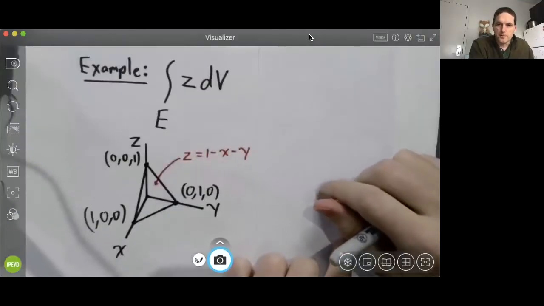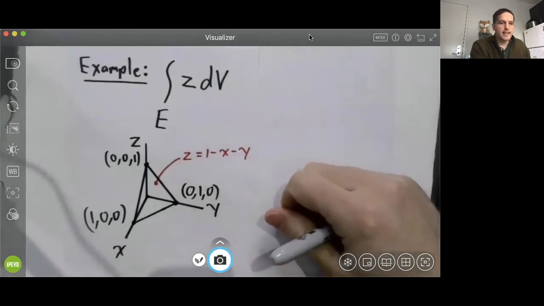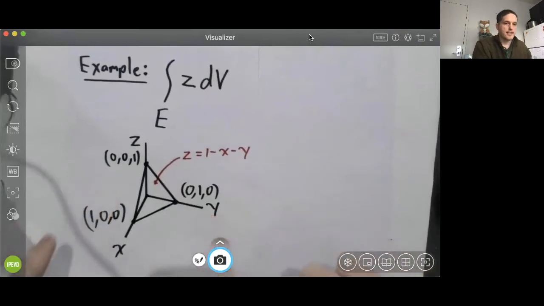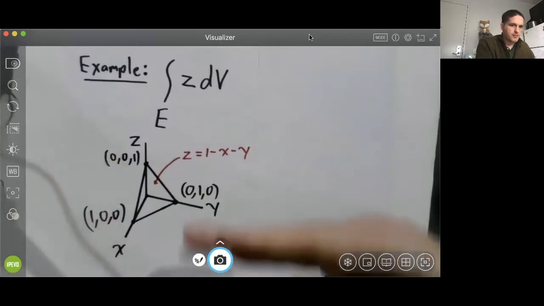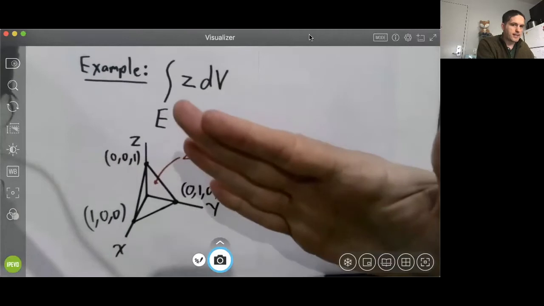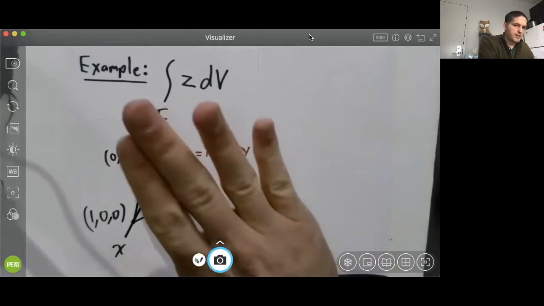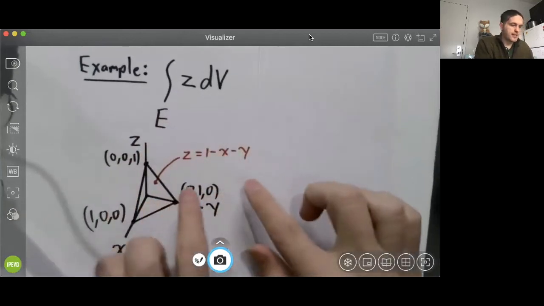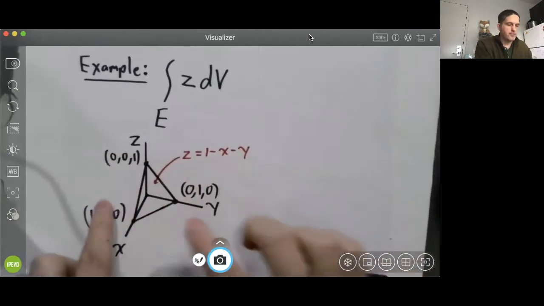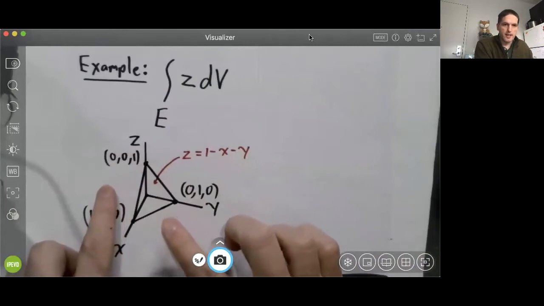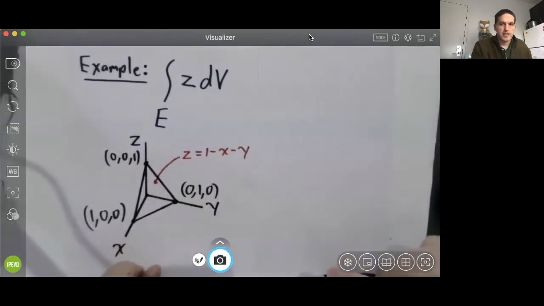Let's do an example problem. In this problem, we want to integrate this function over the solid tetrahedron E shown in this picture. You can see that this tetrahedron is bounded on this side by the XZ plane. It's bounded here on this side by the YZ plane. It's bounded below by the XY plane. And it's bounded also by this surface, and the equation for the surface is z equals 1 minus x minus y. So you can visualize this solid tetrahedron here. And we want to integrate this function over that solid region.